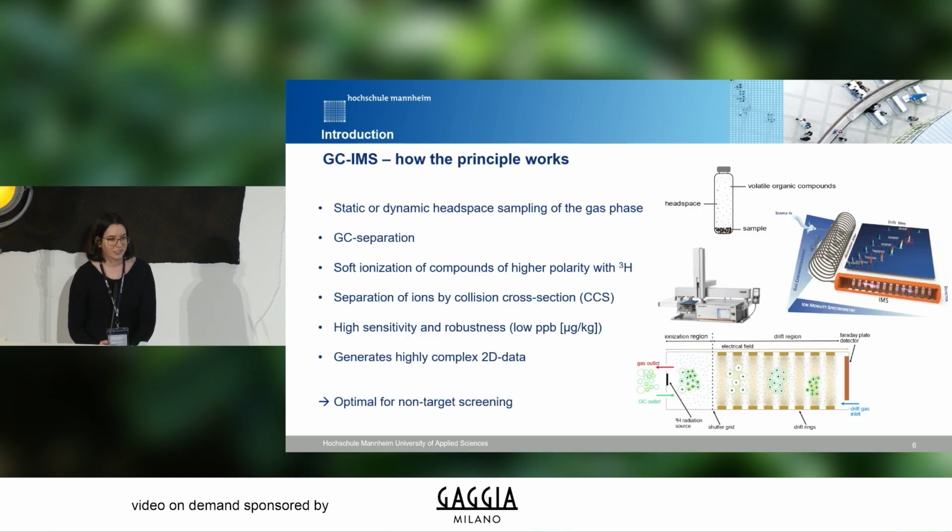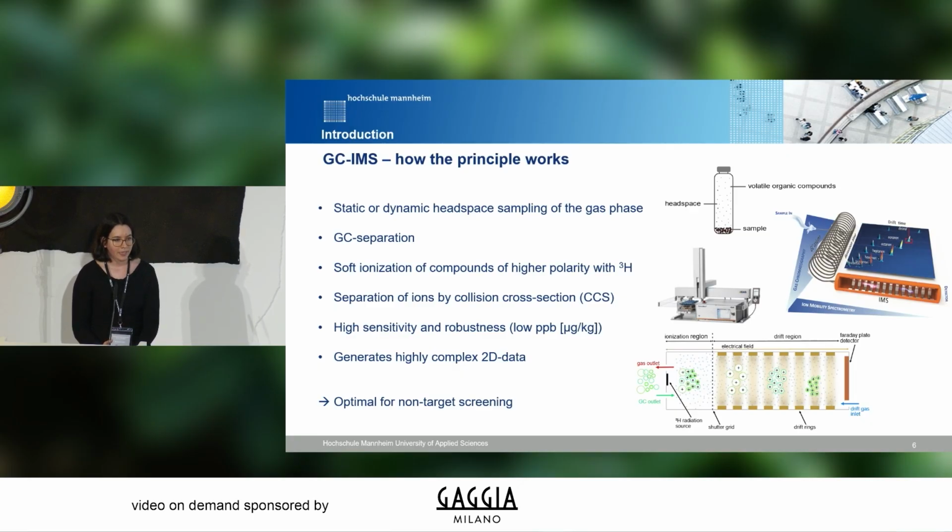How does this GC-IMS work? We are sampling the headspace above the sample, so we are only roughly milling the sample, and we are hoping that we can also do this without milling the sample. So just adding the bean into this vial, then incubating it at a specific temperature, and then sampling the gas phase above this sample.